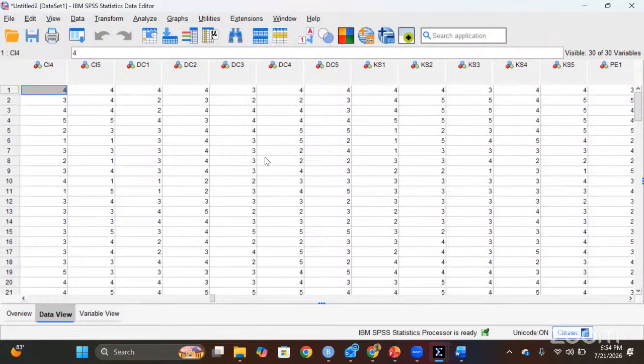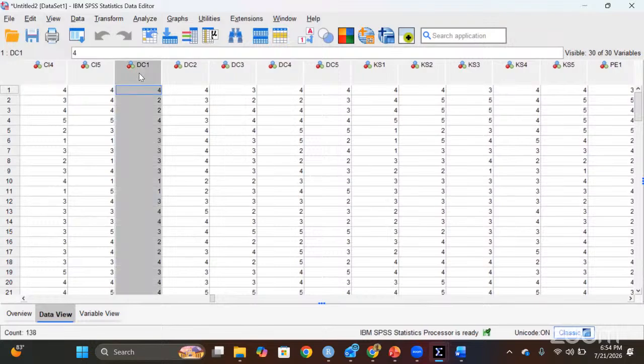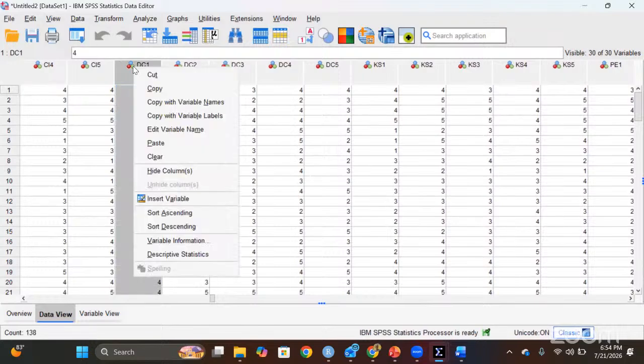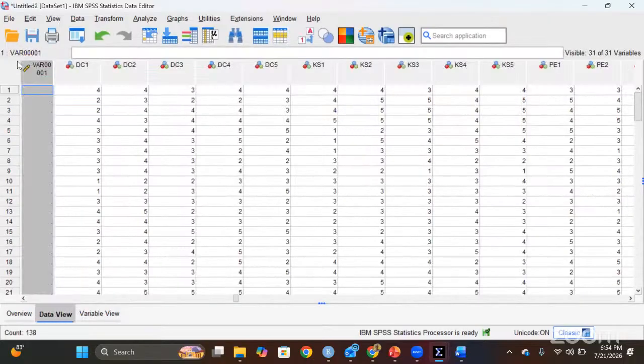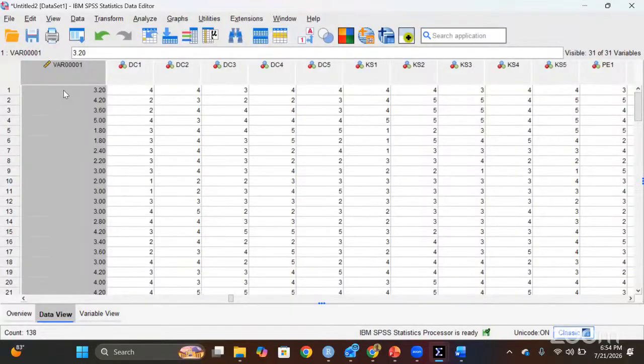Then first thing you do is click on CI1. That's the next one, right? Yeah, click it. Click on insert variable. Then under that new variable that has been inserted, press Control V. So it will move your variable there.